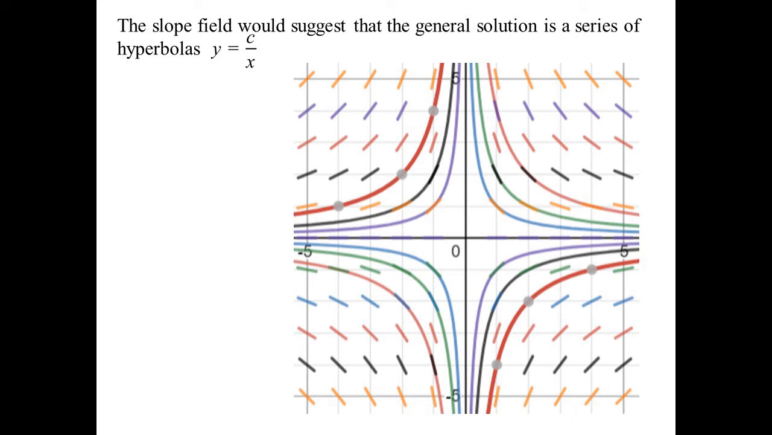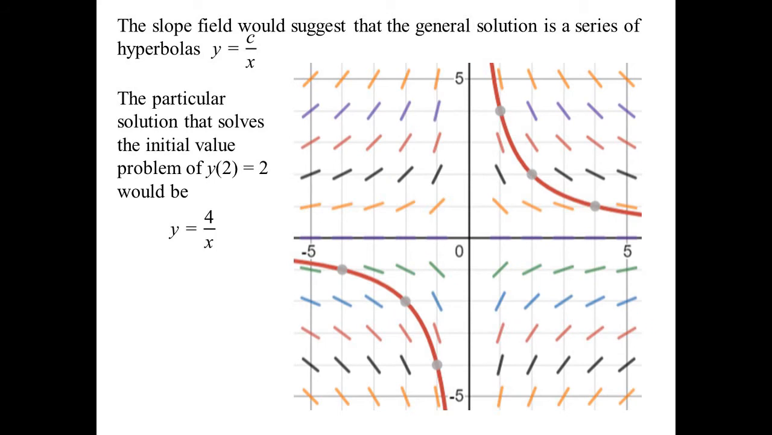Now, if I want the particular solution through (2, 2), then I would start at (2, 2) and then work out the curve from there. The particular one for (2, 2) ends up being y equals 4 on x. Now, how is it useful? It's useful for those curves that we can't actually integrate, because we can draw a slope field, so at least we can see what the solution is going to look like.